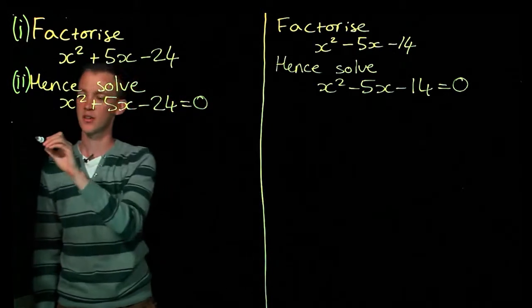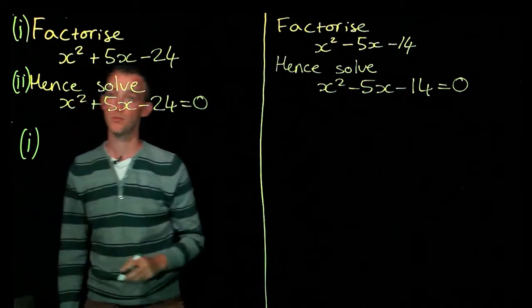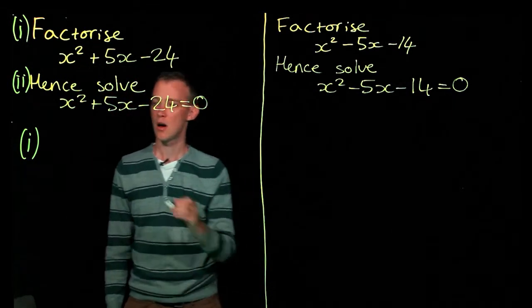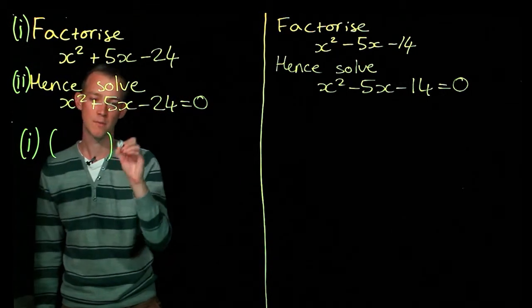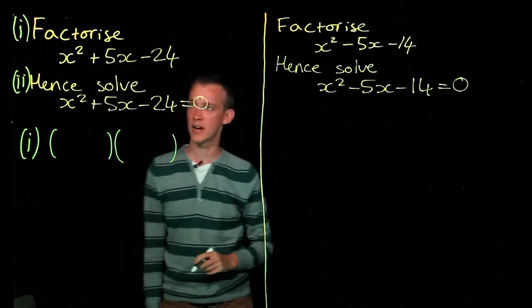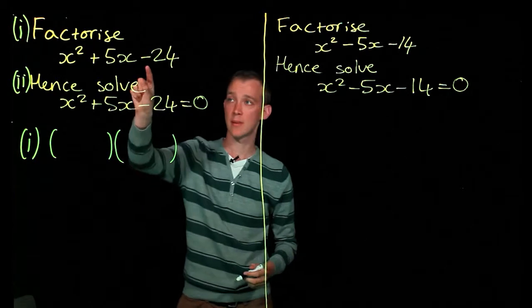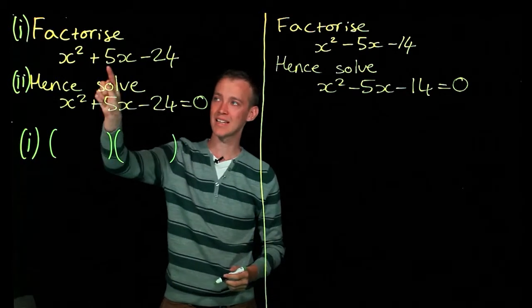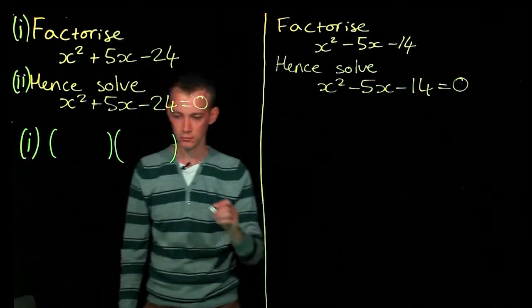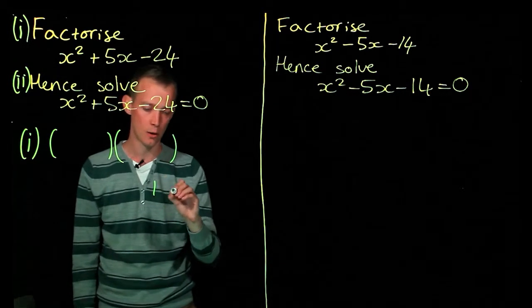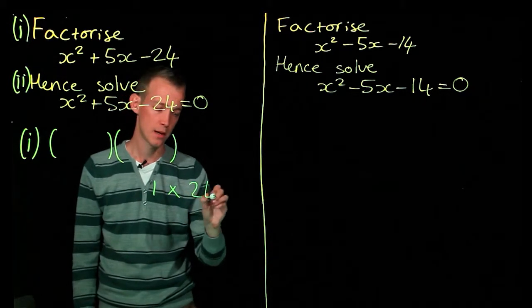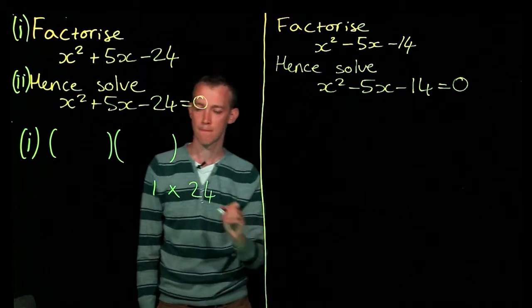So factorising, first of all, is to put an expression into brackets. I'm going to need double brackets for this expression because my expression is quadratic. So I'm trying to find two numbers that multiply together to make minus 24, and they're going to add together to make 5. Okay, minus 24, well, 1 times 24 makes a positive 24.